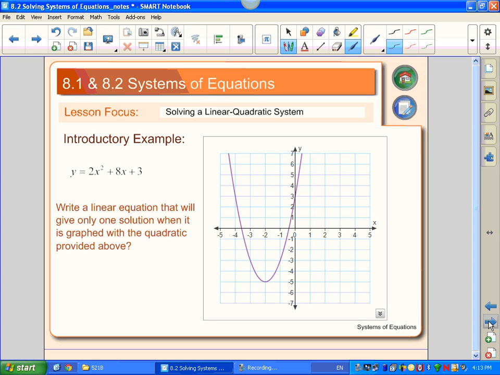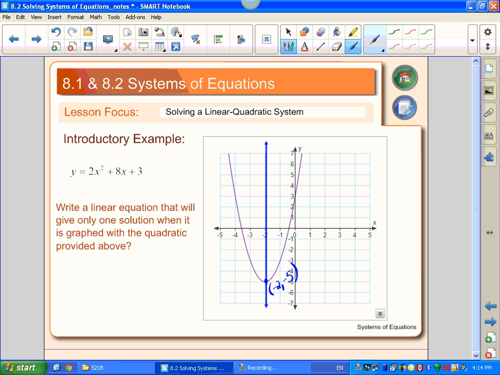Well, let's go a little bit further from there. Here is a parabola. I don't have a line to go with it, and I'm asking you this question: what linear equation can give you only one solution if it's graphed with this quadratic? See if you can come up with an equation. I anticipate that most of you would have one of these two, and the first one I'm thinking of is this one. It only has one point of intersection, and that point happens to be at the vertex, which is (-2, -5).